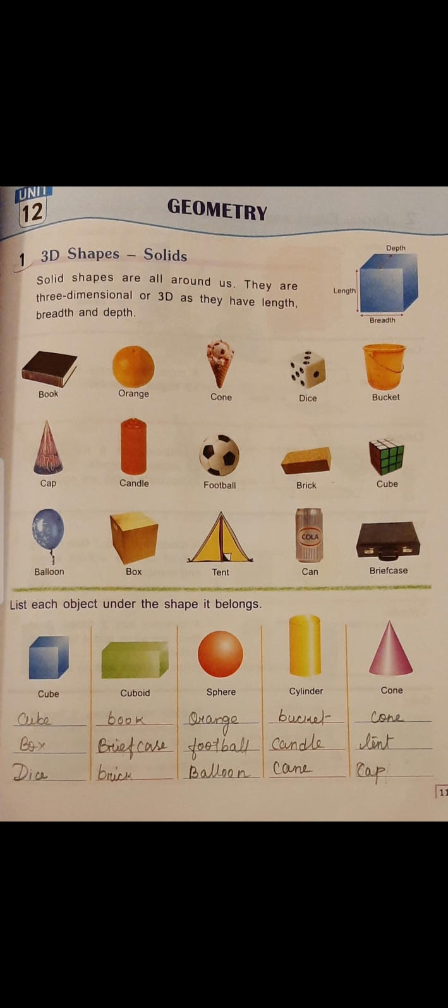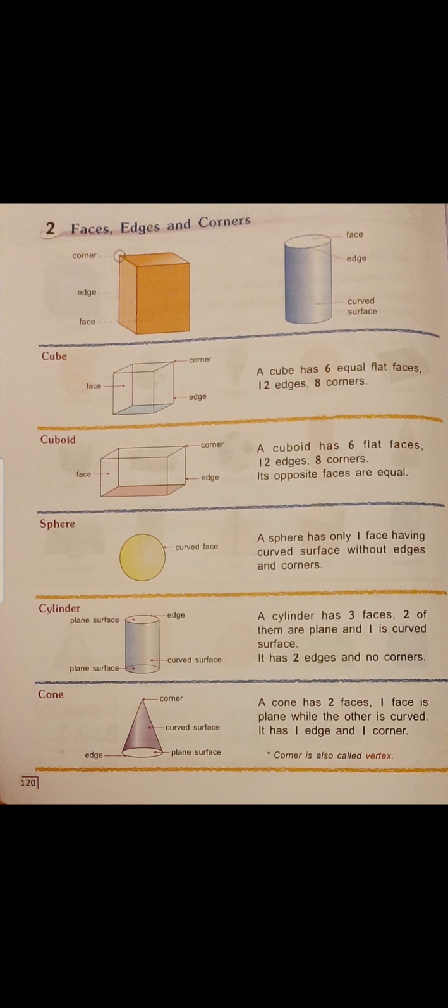Now moving on to the next, sphere. A sphere has only one face, a curved surface, without edges and corners. In simple language, what we call a circle is in general a sphere. I think you have a football or balls in your home, isn't it? So how does it look like? It has only one face. All of it looks alike, right?